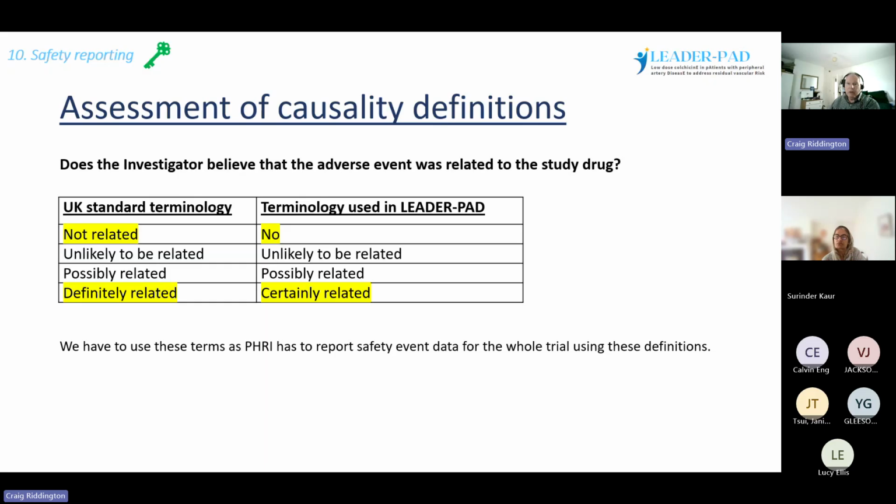I just want to highlight that the causality terminology used in the safety report forms is slightly different from the standard UK terms. So "non-related" is "no" on LeaderPad, and "definitely related" is "certainly related" in LeaderPad.